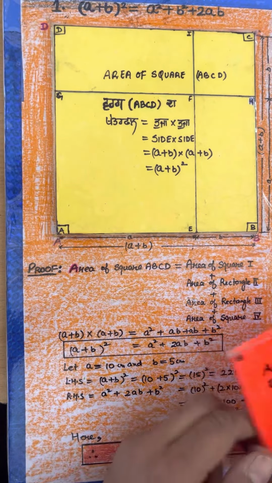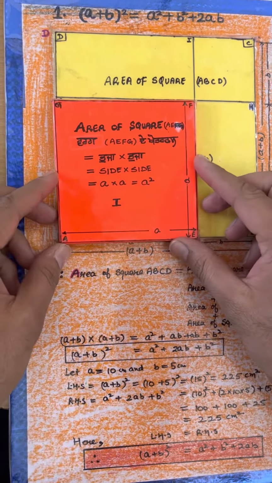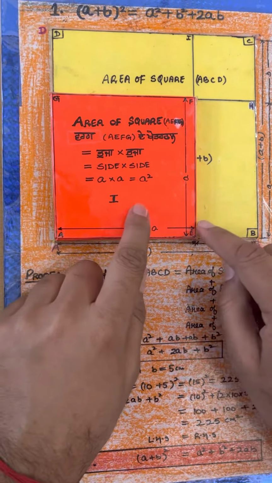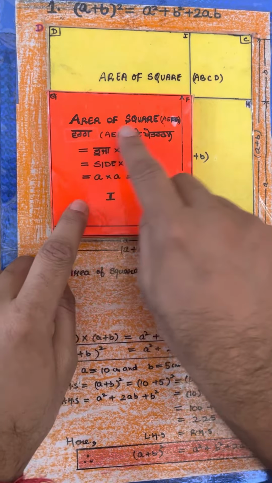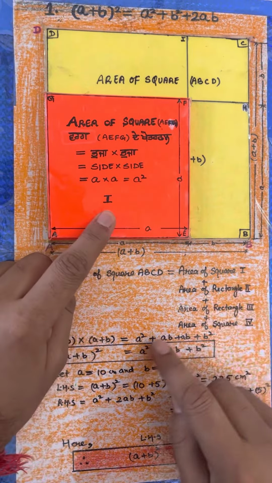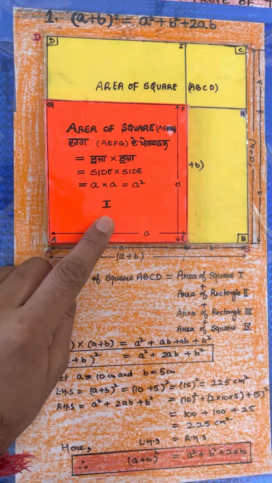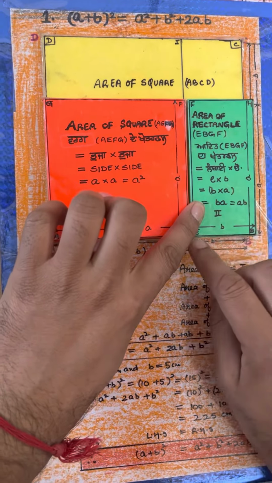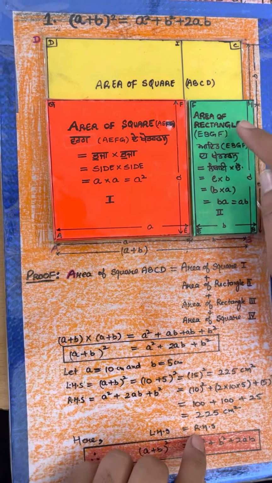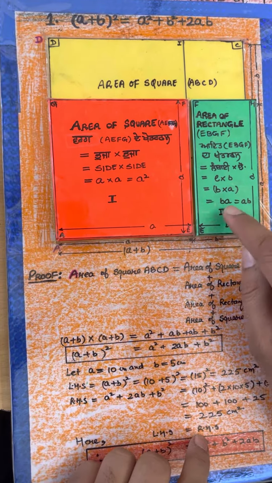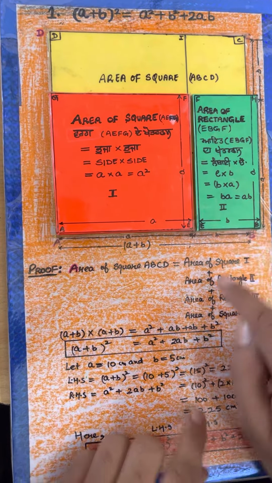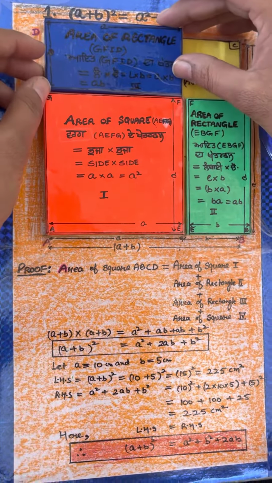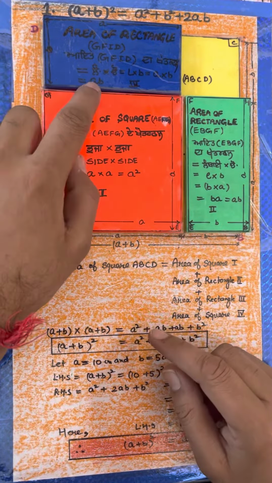The first shape is a square. This square will be made up of the side a centimeter, and this side will also be equal to a. Now the area of this square 1 will be equal to a square. The second figure we have is a rectangle whose one side is equal to a and second side is equal to b, meaning the area of this rectangle 2 will be equal to length into breadth, a into b. The third figure is again a rectangle whose sides are a and b.